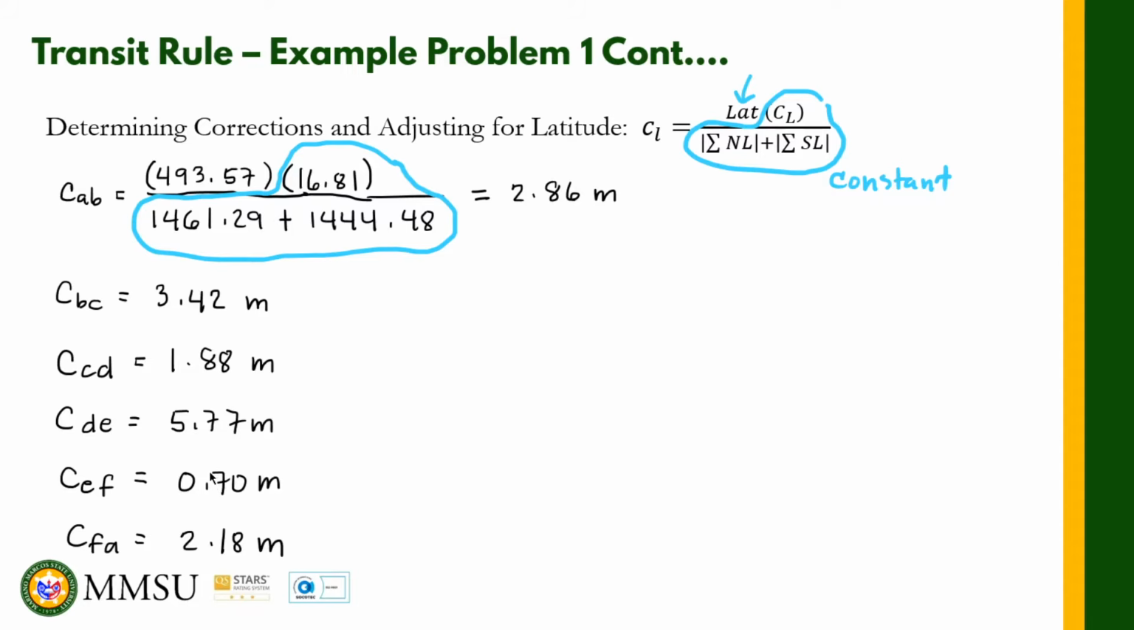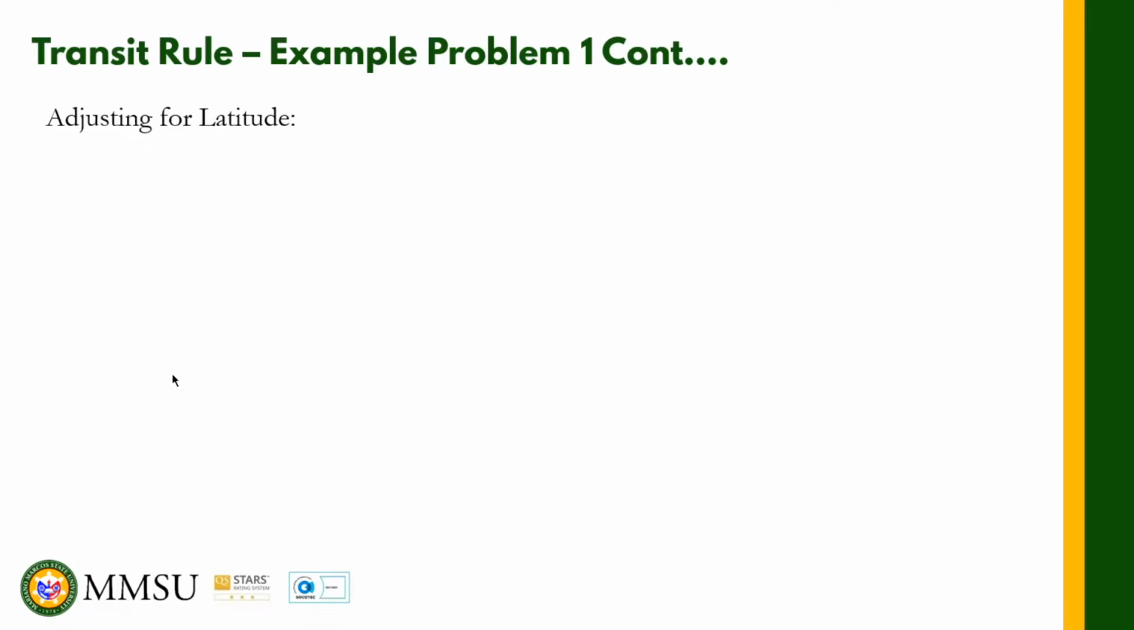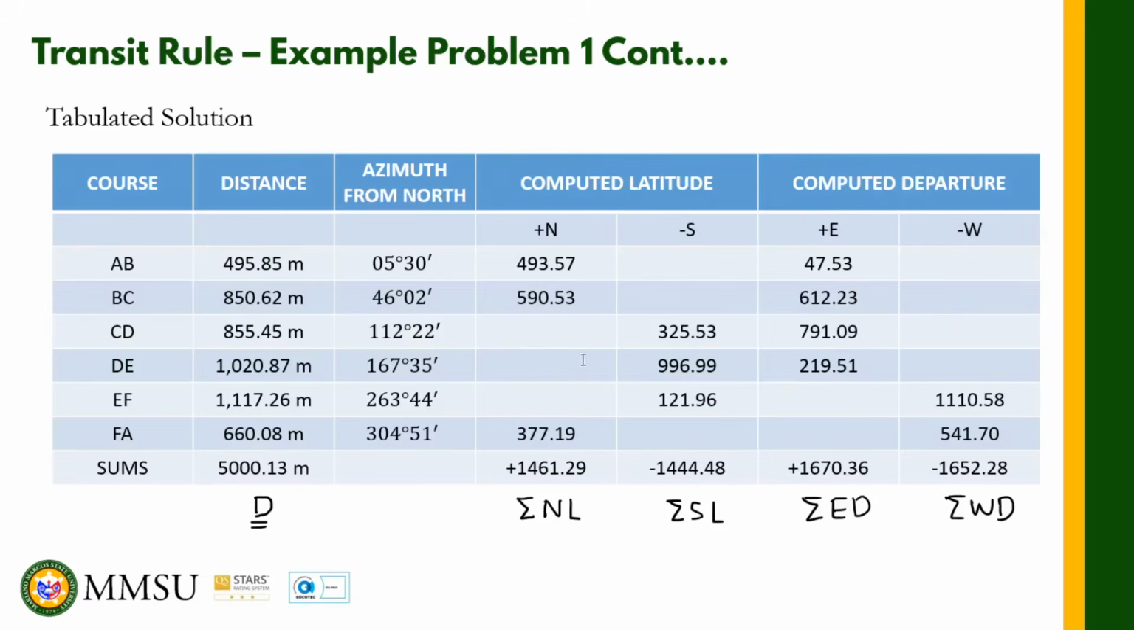Next, now that we have determined the corrections to be employed to each of the latitudes, pwede natin yun gawin. I-adjust na natin yung mga latitudes. Let us adjust each latitude. Remember, if we go back to the arithmetic sum of north latitude and south latitude, mas malaki yung north latitude kumpara sa south latitude. 1,461 for the north latitude, 1,444 lang dito sa south latitude.